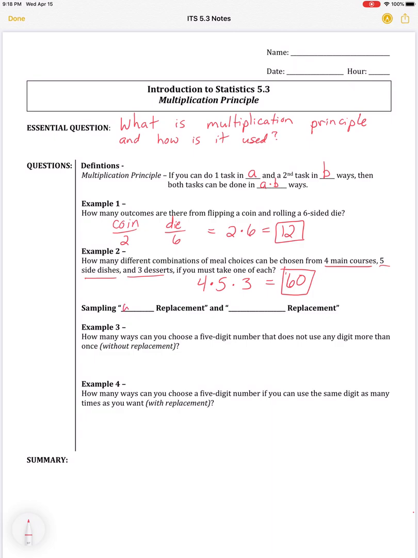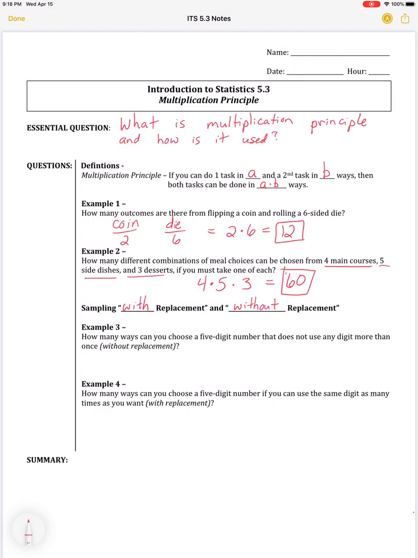Sampling with replacement and sampling without. So sometimes you can do things differently. Like, let's say you're drawing names out of a hat, and there's 20 names in the hat. You could draw a name, and once it's drawn, you keep it out, or you could draw a name and then put it back in and draw again. So depending on how you do your sampling, you could get different outcomes.